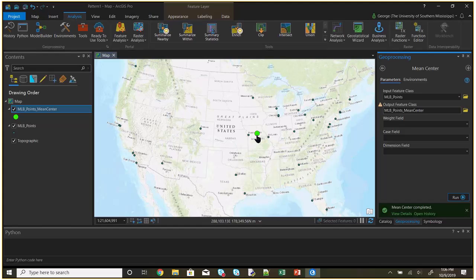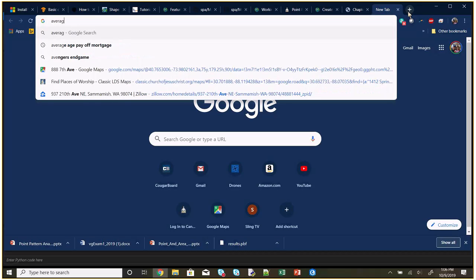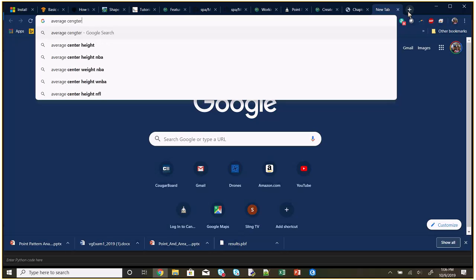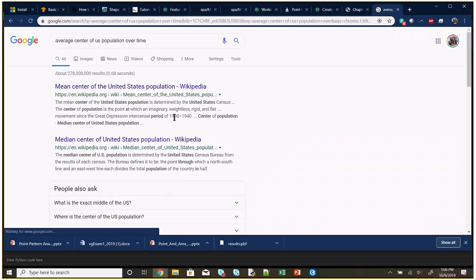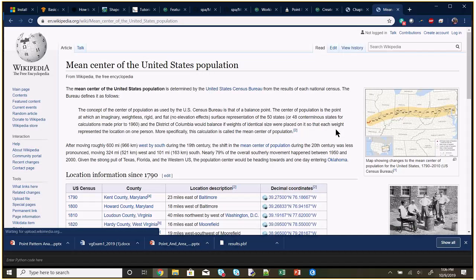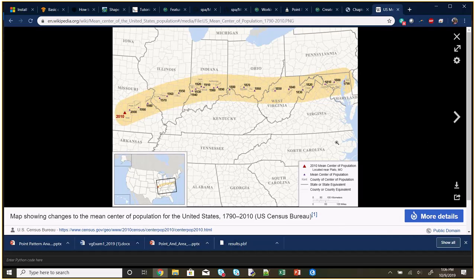Yeah, you're close. Have you guys ever seen something like the average center of the U.S.? Probably seen this map: population over time. You've probably seen a map like this, shifting more west. So you'd have to go back and get the census data, because the census happens every 10 years.